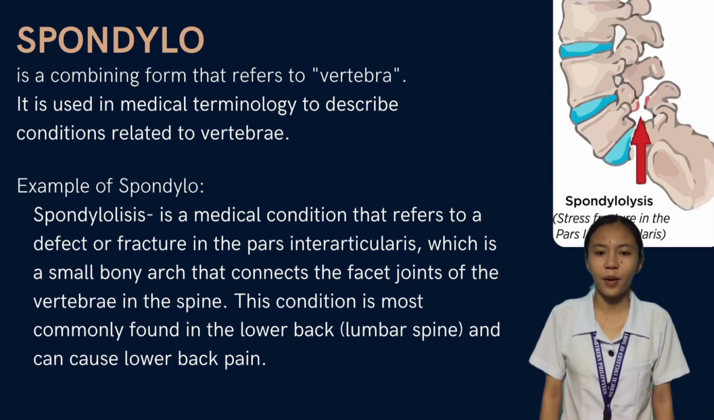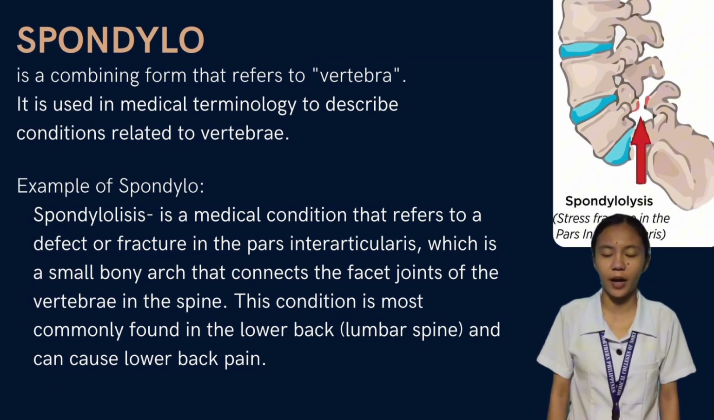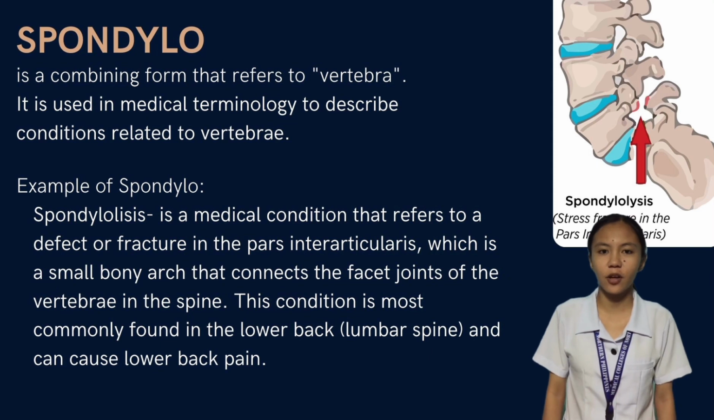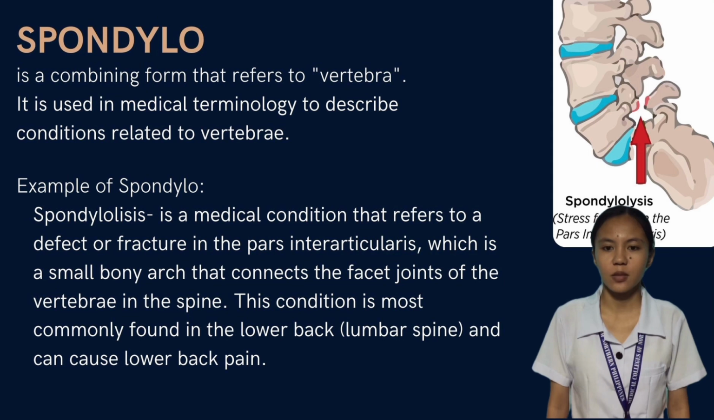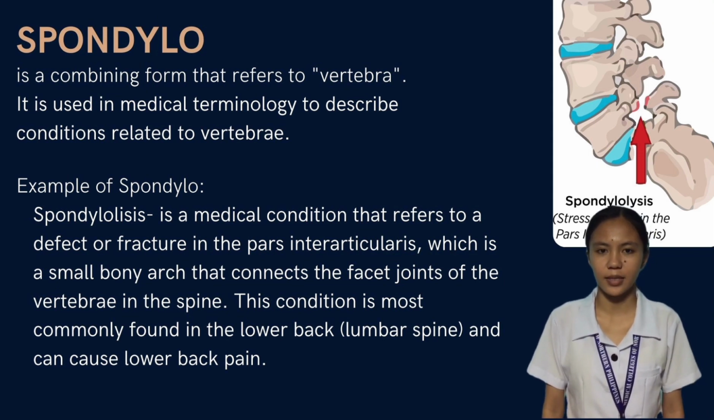Spondylo. It is a combining form that refers to vertebra. It is used in medical terminology to describe conditions related to the vertebra. Example of spondylo: spondylolysis is a medical condition that refers to a defect or fracture in the pars interarticularis, which is a small bony arch that connects the facet joints of the vertebrae in the spine.